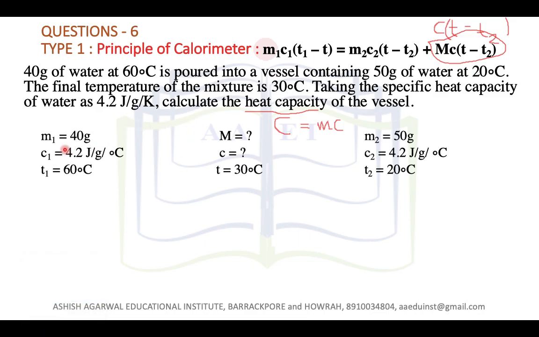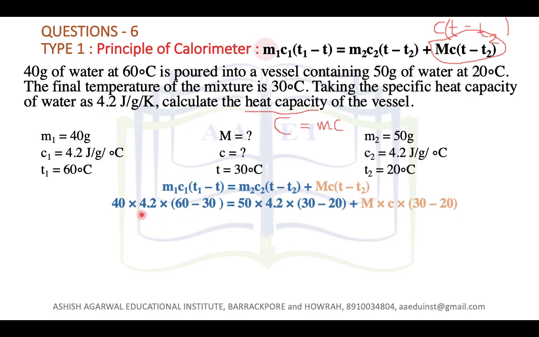So these are the parameters given: M1, C1, T1, 40, 4.2, 60 of the hot water, and M2, C2, T2, 50, 4.2, 20 for the cold water. Let us see what is given for the vessel. Intermediate temperature 30 degrees Celsius. Both capital M and small c are missing. That is, the mass of the vessel is missing, and the specific heat capacity of the calorimetric substance is missing. So we'll use the same formula once again: M1 C1 (T1 minus T) equals M2 C2 (T minus T2) plus M C (T minus T2).